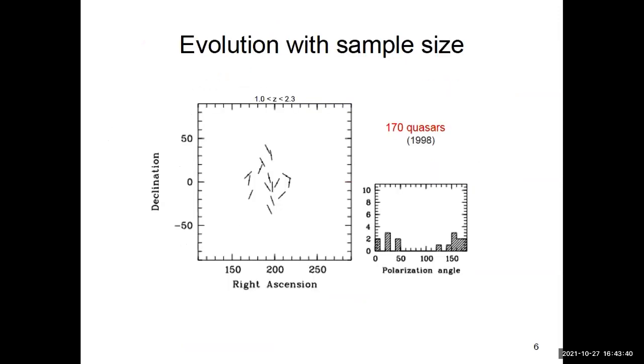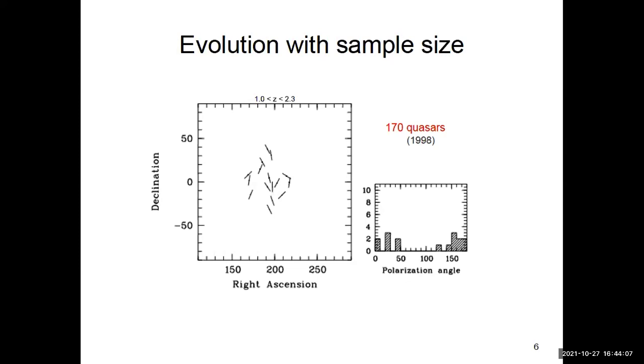So it's interesting to go back to the first hints of this alignment. In this case, this was a smaller sample, of 170 quasars, and in that region of the sky, we clearly see some alignment. So it was quite easy to define a box in the sky, and just to predict from this alignment what we can observe.